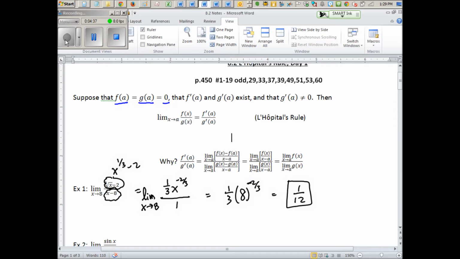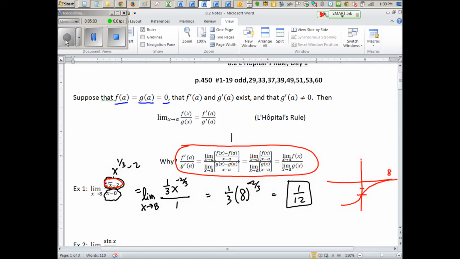Okay, so now let me try to explain why this works. This is kind of hard for me to explain. I did type a mini proof here for you, and it's really not very hard to follow if you read through it. But let me just try to explain what's going on. So the cube root of x minus 2, that graph looks like this, guys.